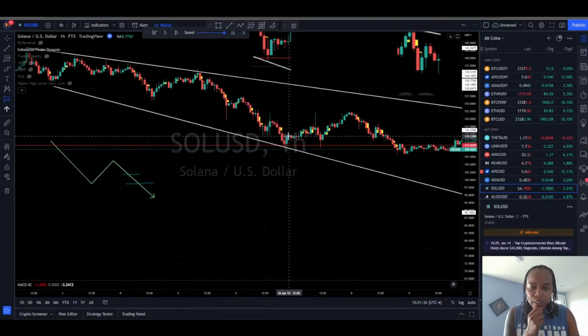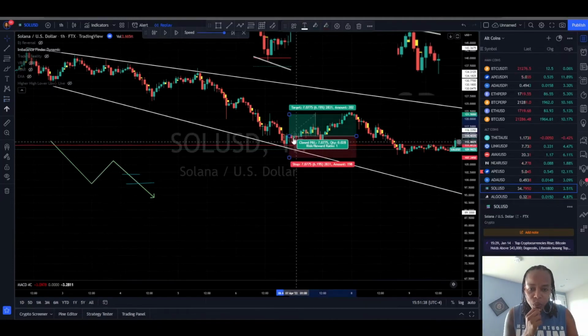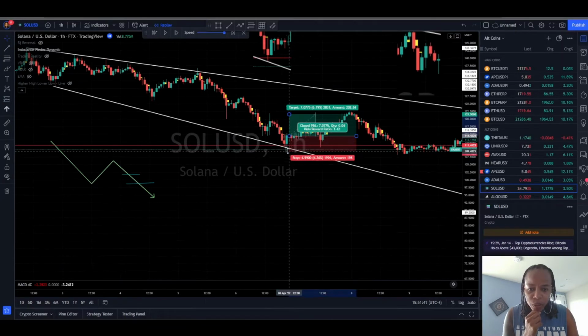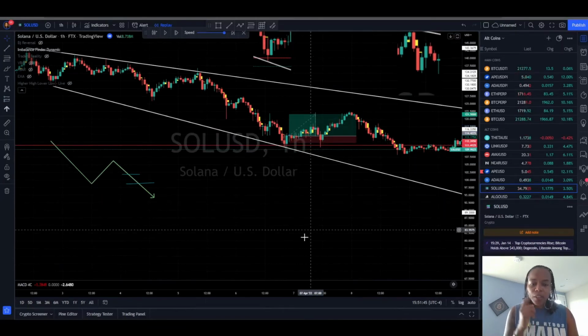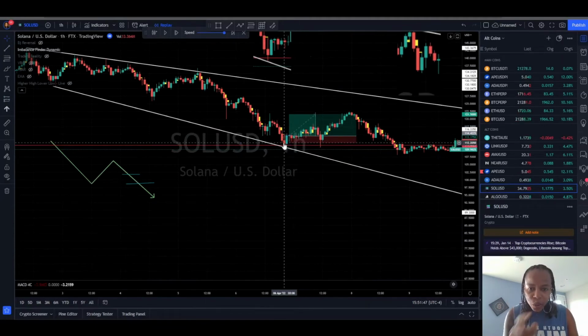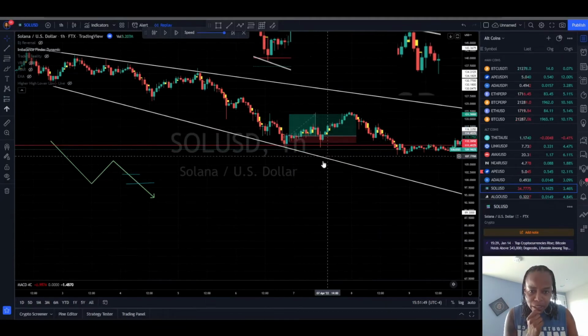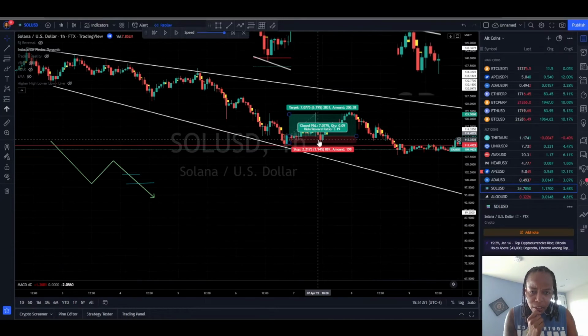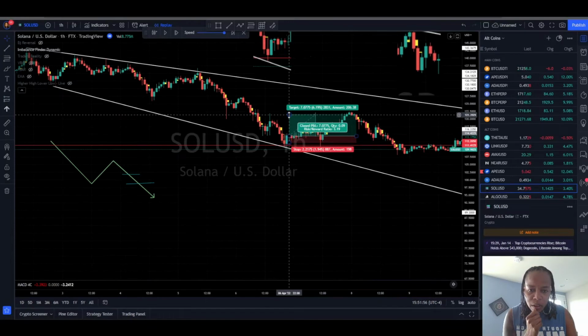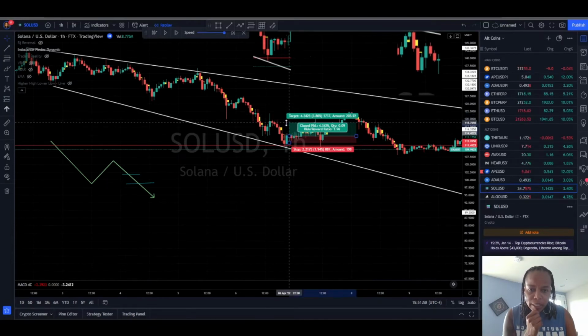So what you would do is you would enter at the close of that candle, and you set your stop loss right under it, right? Like so. And then you'd want to take your profit at least like 2 times that candle if you can manage it. So what we have is 1.94%. So maybe at 3%, right? 3.5% or something like that.